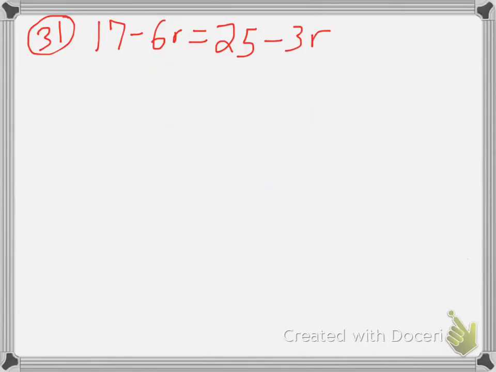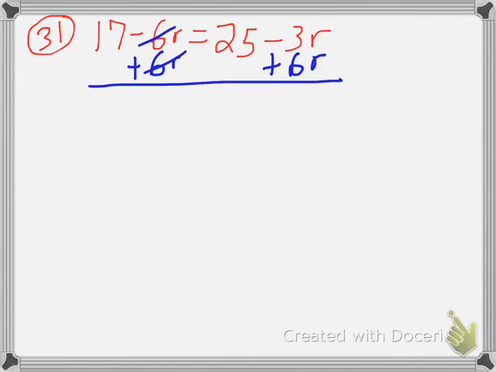I can move either r, this 3r or the 6r. I'm going to go ahead and move the negative 6r. I'm going to make that a plus 6r and a plus 6r. And the reason I chose the 6r is because that will give us a positive r. So that cancels. That leaves us with 17 on the left, 25, and a negative 3r and a positive 6r gives us a positive 3r. Now I don't have to worry about having a negative variable.